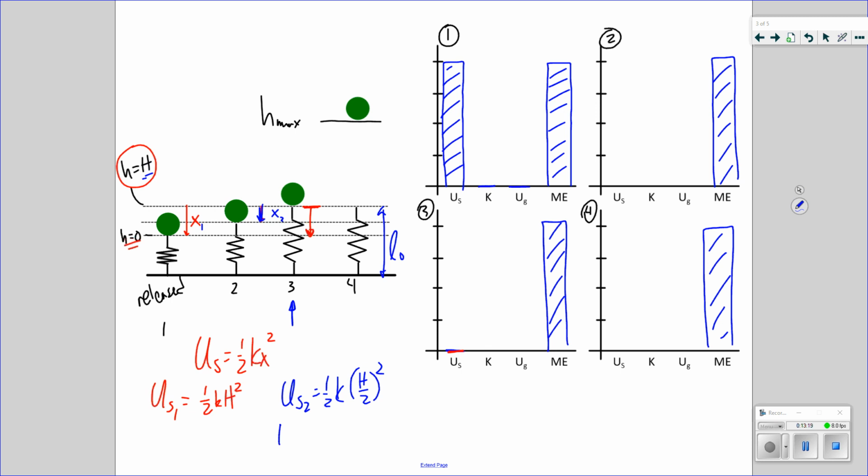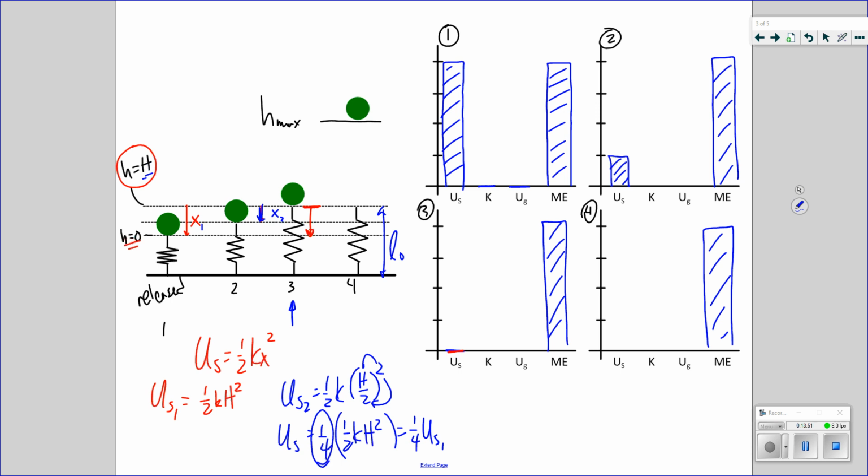So that is the same as 1/4 of 1/2 kH squared. What I did there was square the H, square the half, and here's the half squared, right? So that is 1/4 of U spring 1. So that means in instant 2, okay, we've got 1/4 of U spring 1. Is that okay? That's okay.